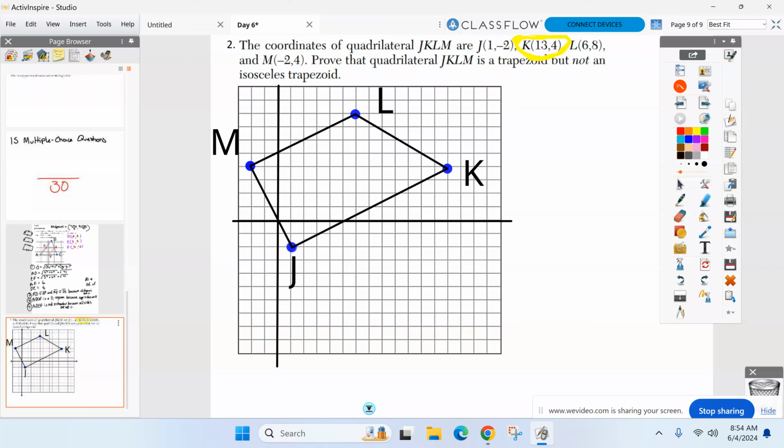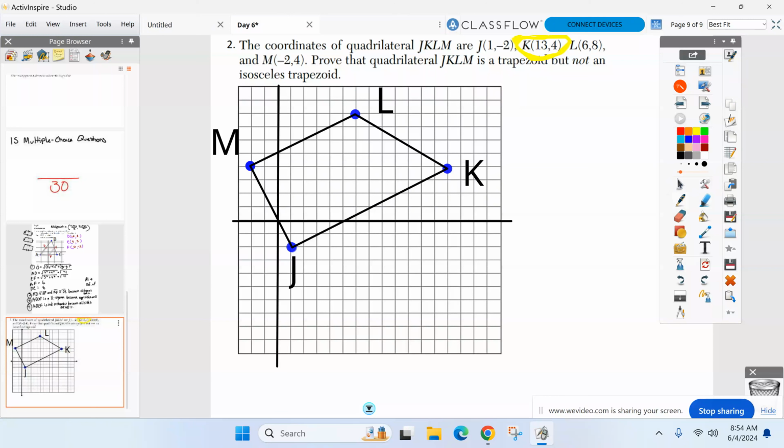Okay. Also a two-part proof. Also a two-parter. Part 1, prove it's a trapezoid. Part 2, it's not an isosceles trapezoid. Okay, so let's go to part 1. Prove it's a trapezoid. Guys, there's only one property of a trapezoid. That's it. One property of a trapezoid, and that is one pair of opposite sides are parallel. That's the only property of a trapezoid. So that's what I need to show.